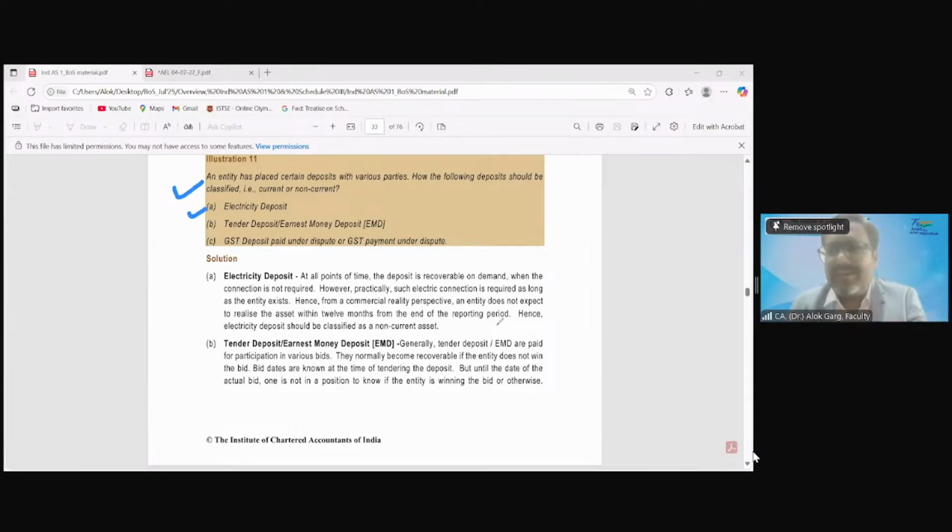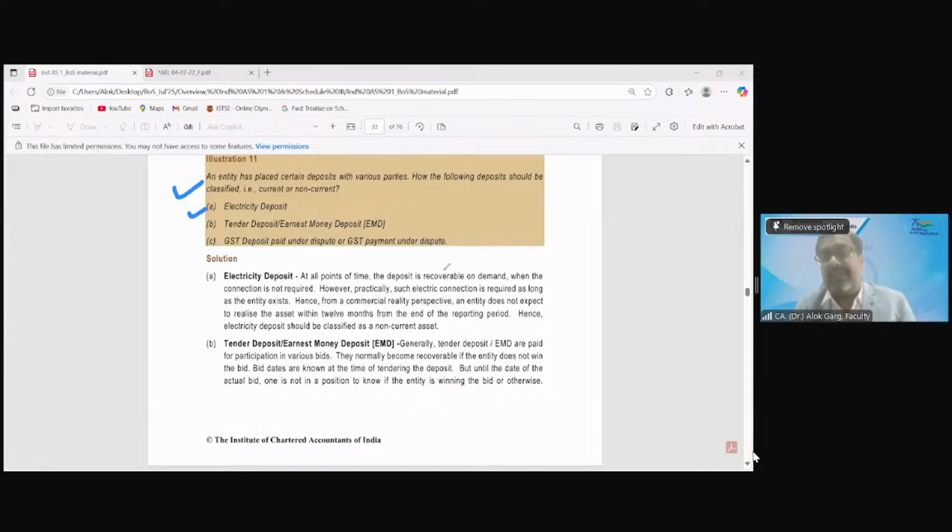Why is it a non-current asset? It will be returned only when the connection is cancelled. Actually, electricity is very much needed, and it will be used for the foreseeable future also. So we will not disconnect the connection immediately. Based on that assumption, definitely it will be non-current.